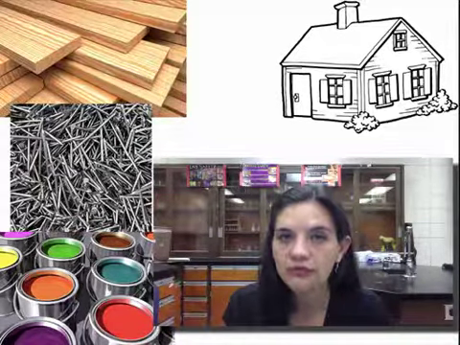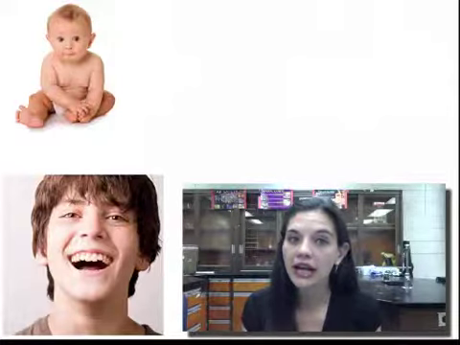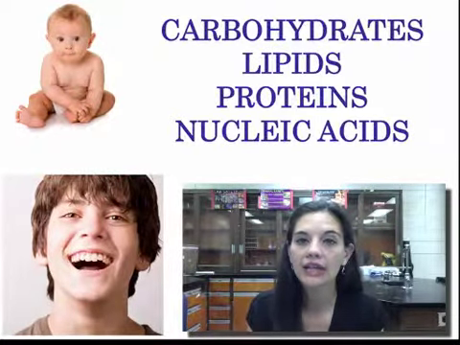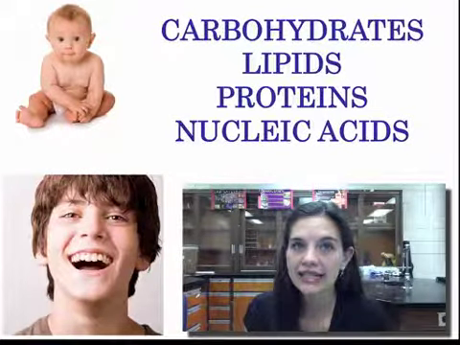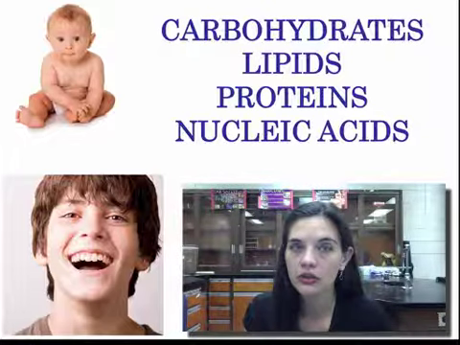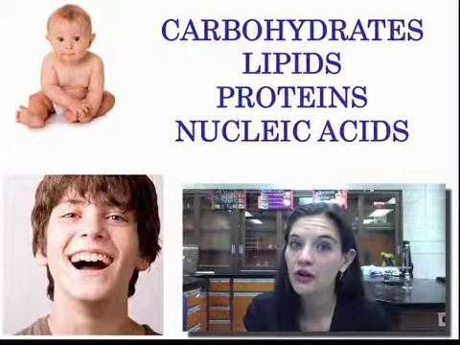For example, if you were going to build a house, you might need raw materials like wood, nails, and paint. To build your body, you use 4 main materials: carbohydrates, lipids, proteins, and nucleic acids. These 4 molecules, also called biomolecules, not only make up your body, but the cells of all living things.